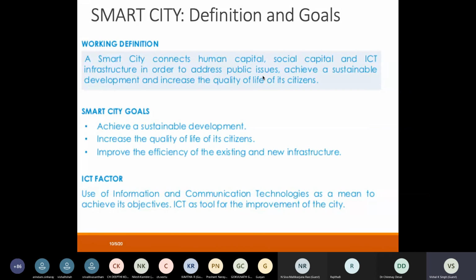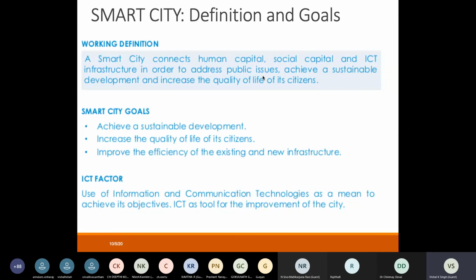So, using information and communication technology to remove or to minimize the issues of these basic necessities in a cost-effective, reliable, and efficient manner, so that the quality of life for the citizens of the city, of the state, of the country can be improved.